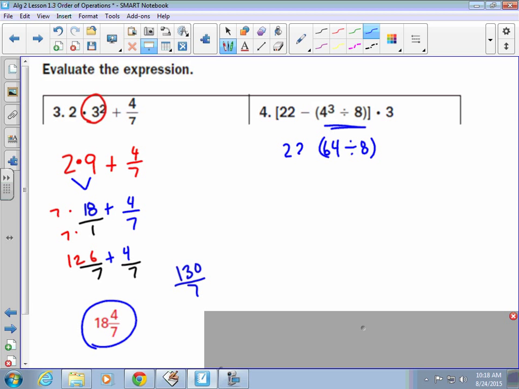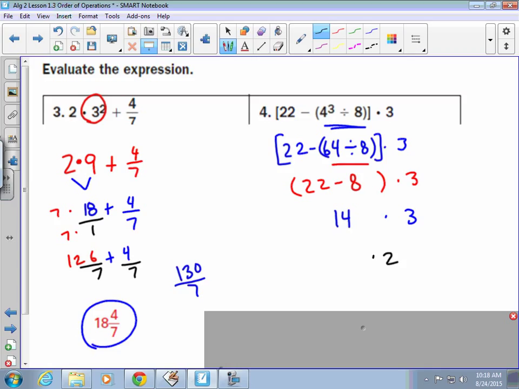22 is subtracting that, and it's still multiplying by 3 after the fact. So again, this is still the innermost set of parentheses. So 64 divided by 8 is 8. So 22 minus 8, then it's multiplying by 3. Again, you have to do what's inside parentheses first. 22 minus 8 is going to be 14. Then 14 is multiplying by 3, and we're getting 42 from there.